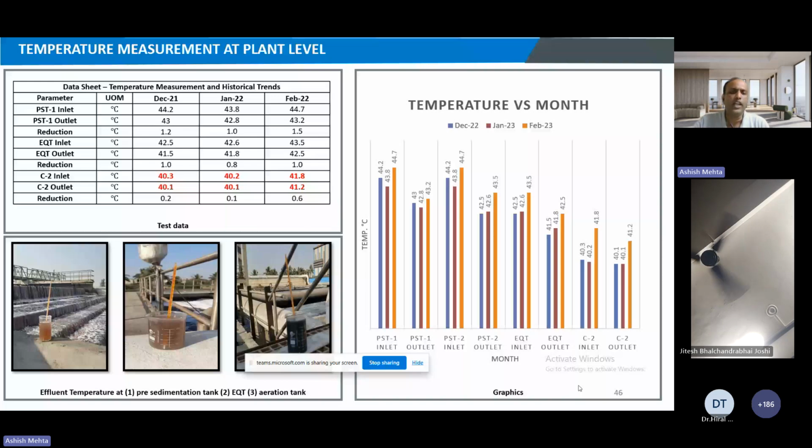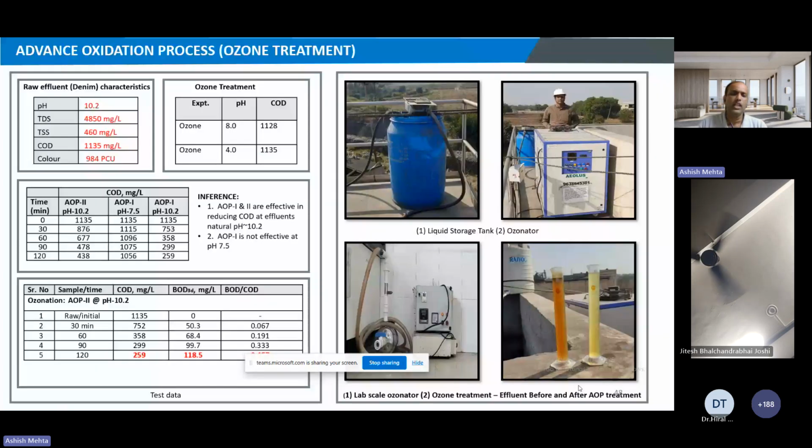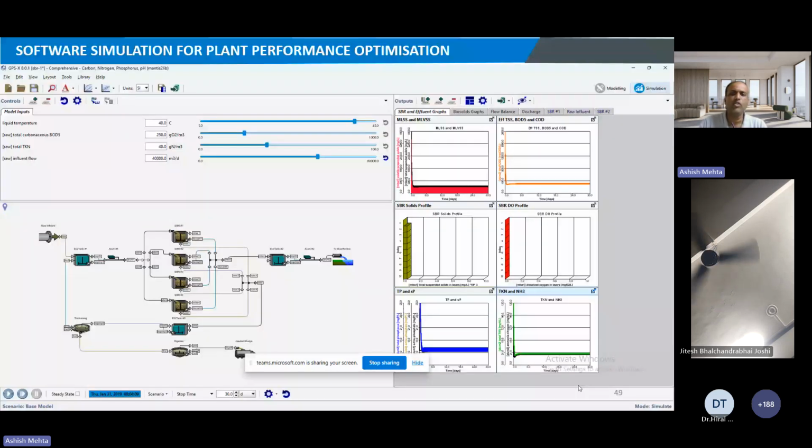Then there was a need of working on temperature. Temperature is one of the important parameters in a biological system. The higher the temperature, the lower the biological efficiency because the saturation of the DO is associated with temperature. So we optimized the temperature, and we are still working in trying to improve on further reduction, and there are measures being taken. It is very important. Then ozone treatments at specific streams where we can address the refractory CODs, and different simulation trials and studies on a regular basis for optimization of plant performance.